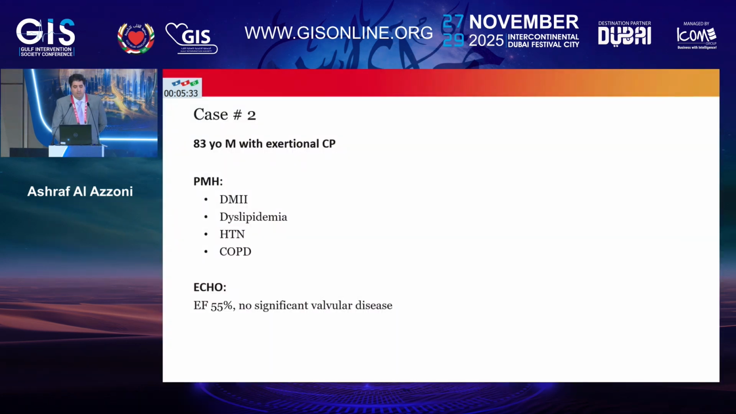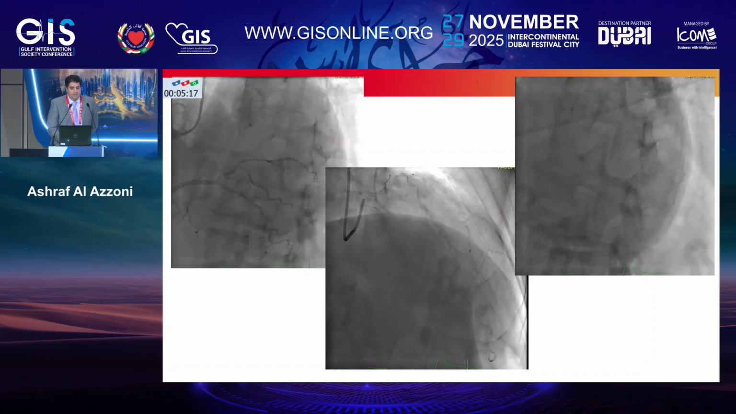The other example is the second case, an 83-year-old male with exertional chest pain, with past medical history of type 2 diabetes mellitus, dyslipidemia, hypertension, COPD, normal ejection fraction, no significant valvular disease. And this is the cath.